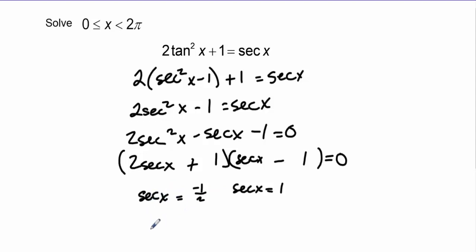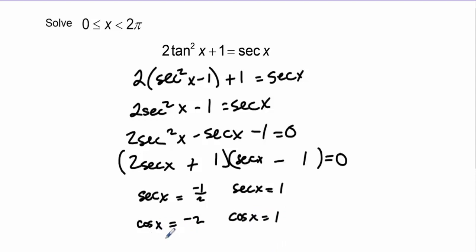So if I take the reciprocal, this is going to be cosine. Cosine is not equal to negative 1/2, cosine is equal to negative 2. And then I'm going to again take the reciprocal here, and I get the cosine of x. The reciprocal of 1 is 1.